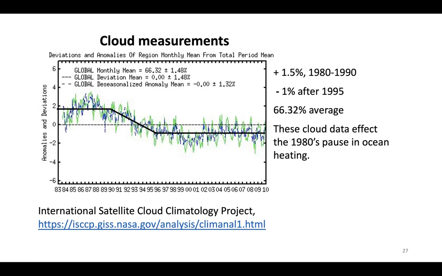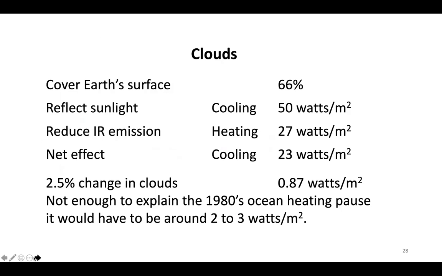The question that I wanted to look at was, could that increased cloud cover during the 1980s possibly explain the absence of ocean heating during that period of time? And it turns out that it can and it can't. This is the calculation based upon all the data that I've already presented. The Earth's surface is covered with an average of about 66% clouds. The clouds reflect sunlight, and that amounts to a 50 watts per square meter cooling of the Earth.